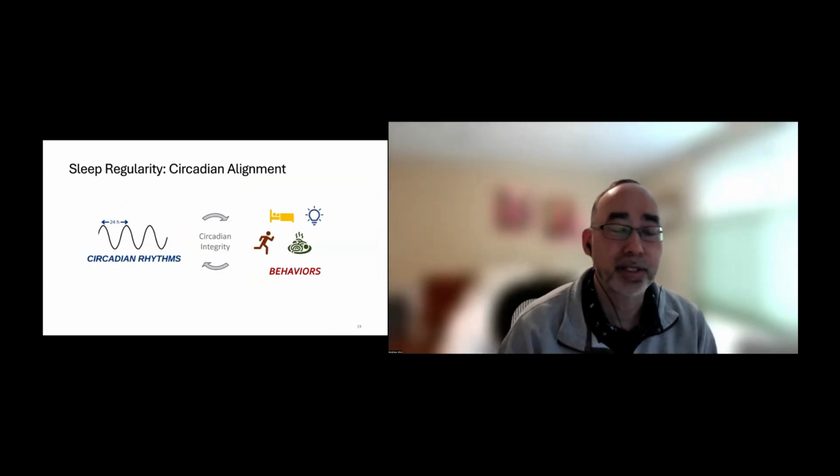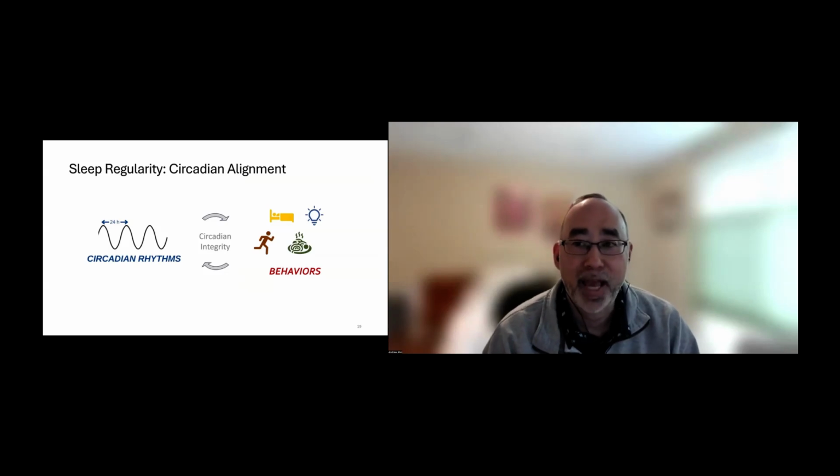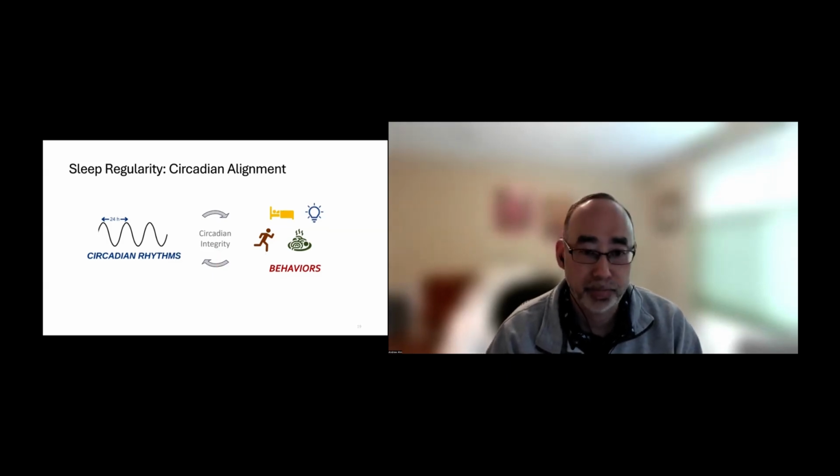And so it makes a lot of sense for us to have our behaviors act in cooperation with this ingrained natural rhythm. When I'm talking about behaviors, I'm talking about sleep, exposure to light, physical activity, eating and fasting periods. And ideally, by coordinating our behaviors so that they match our circadian rhythms, we're enhancing our circadian integrity. We're ensuring that our internal rhythms are in alignment with our external behaviors, and the body is thus able to function optimally.